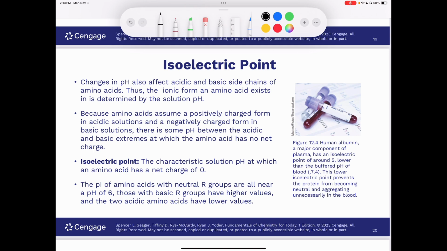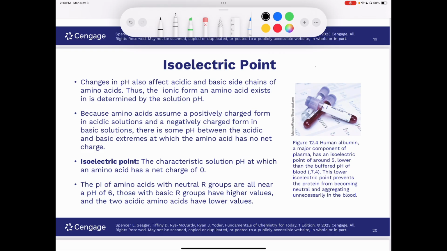Are my basic groups going to be neutral or positive, and is my acidic group going to be neutral or negative? Now, because amino acids assume a positively charged form in acidic solution and a negatively charged form in basic solutions, there is some pH between the acidic and basic extremes at which the amino acid has no net charge.